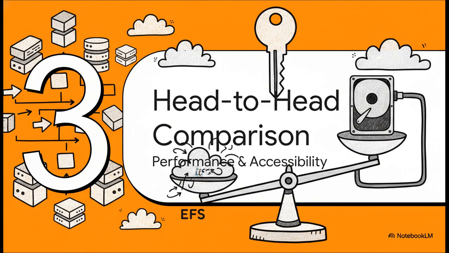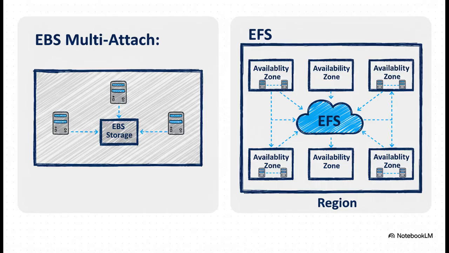Okay, so now that we've met our two contenders, let's put them side by side. Because understanding these core differences, that's the real key to picking the right tool for the job. And boom, right away, we see the first major dividing line. With EBS Multi-Attach, you are locked into a single availability zone. Now, that's okay for some very specific clustered apps, but it's a total deal breaker if you're aiming for true multi-AZ high availability. EFS, on the other hand, is built for regional resilience right out of the gate. It just works across AZs.